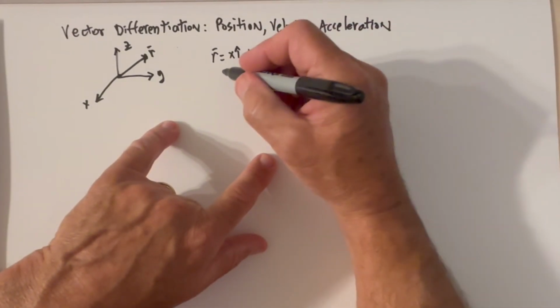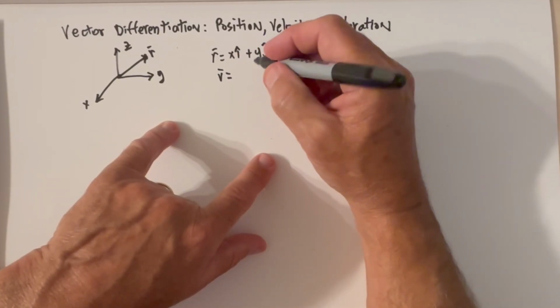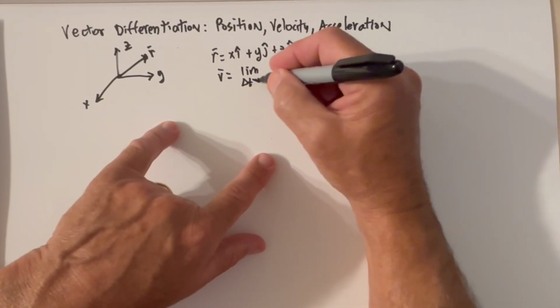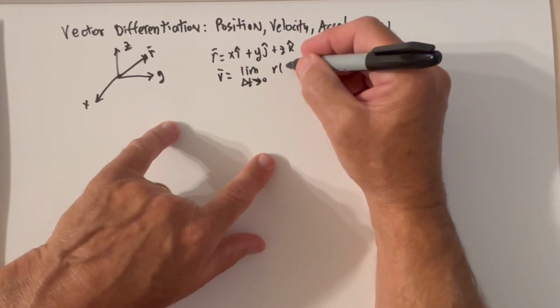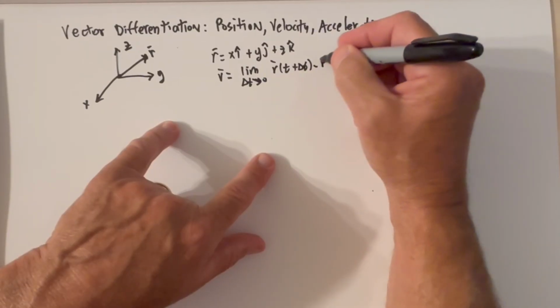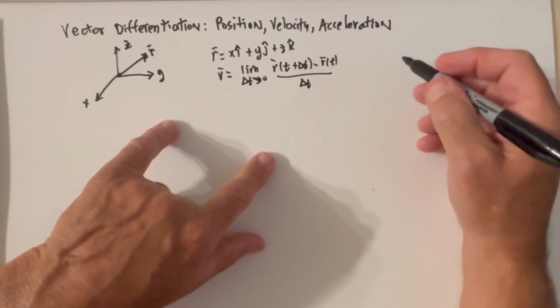Now, if we want to figure out the velocity, we know that that's going to be equal to the limit as delta t goes to 0 of r(t plus delta t), that's a vector, minus r(t), divided by delta t. Now we can draw that graphically.